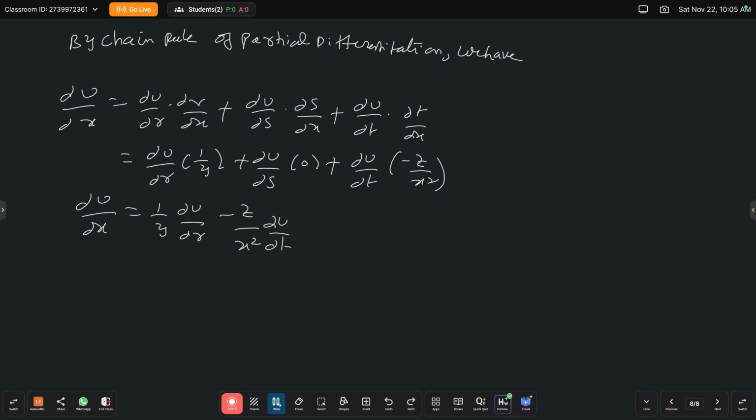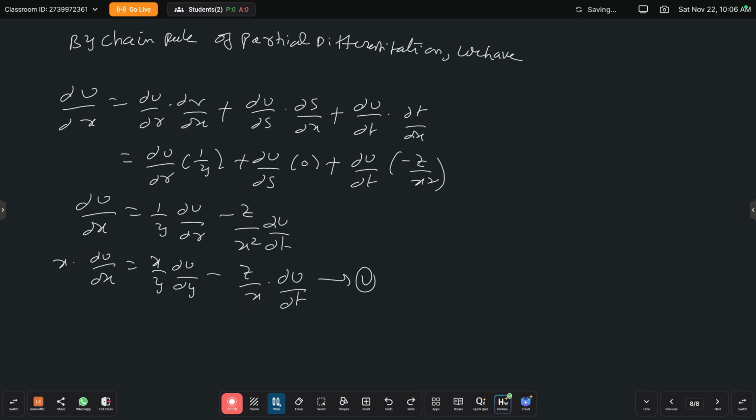We can multiply by x, because the result we want is x into dou u by dou x plus y into dou u by dou y plus z into dou u by dou z. So now x into dou u by dou x equals x by y dou u by dou r minus, one x will cancel, z by x into dou u by dou t, x by x square, so z by x. That is equation 1.